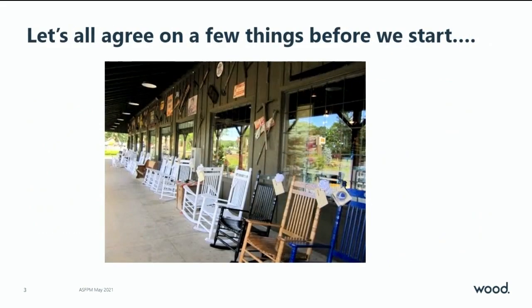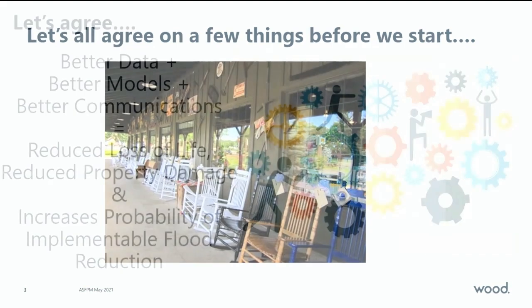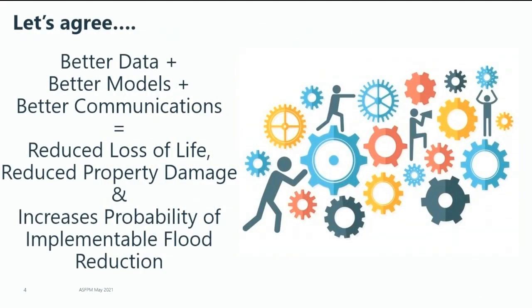I think it's important for us to agree on a few things before we start. As engineers and analysts, we all like to have formulas. So let's see if we can agree that better data plus better models plus better communications equal reduced loss of life, reduced property damage, and increases the probability of implementable flood reduction solutions.